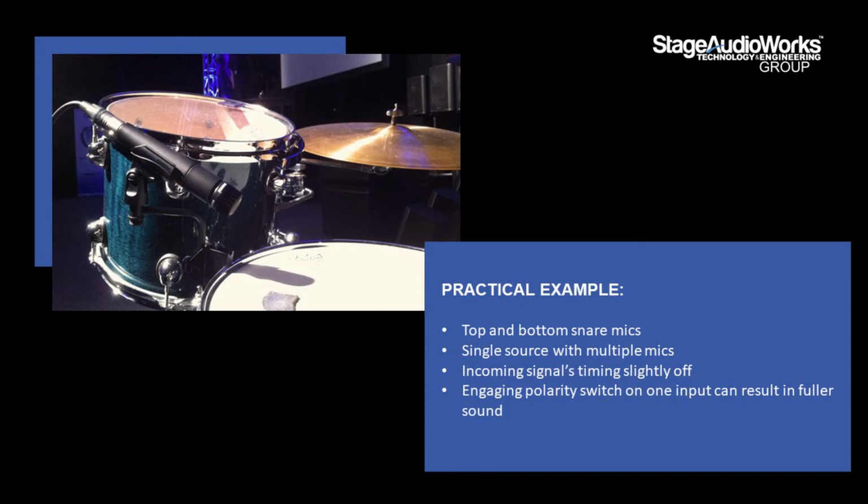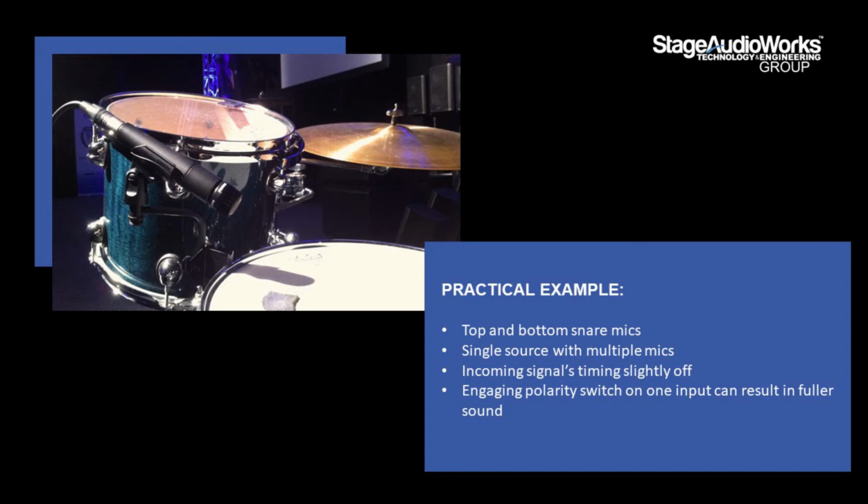So let's say we have two mics on our snare, top and bottom. So now we've got a single source, which is a snare, with multiple microphones. Because of the different distances of the mics, the incoming signals will be a little off with each other, the timings. So a good way to check if you're getting some phase cancellation would be listen to your top mic and then add your bottom snare mic.